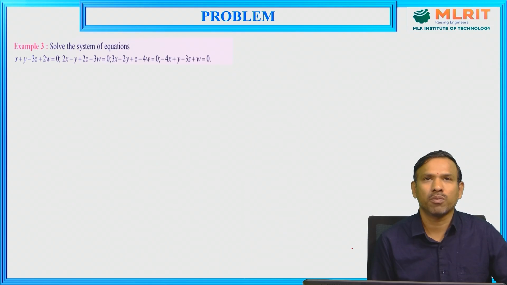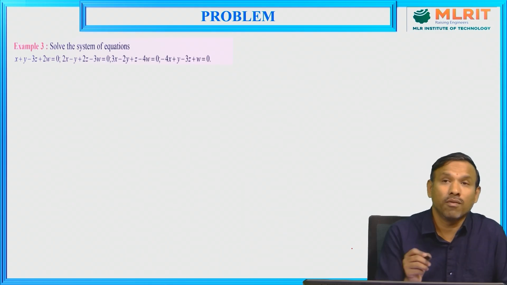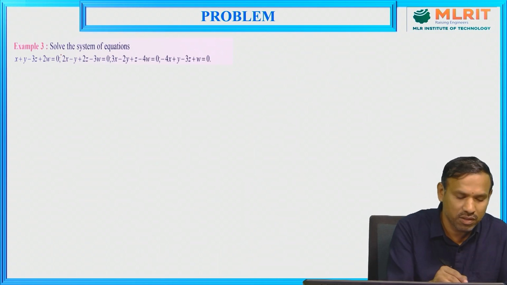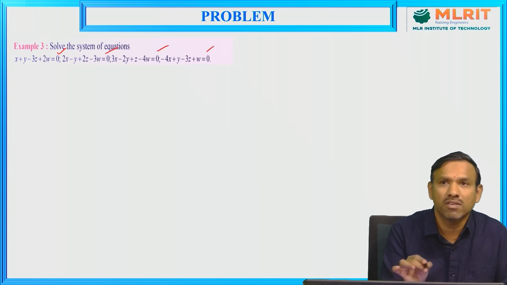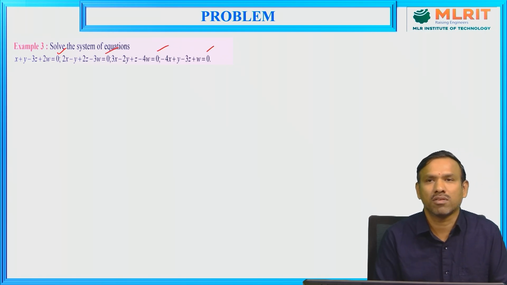This is a very, very important case, right? So we'll go for the next problem. See, again one more homogeneous system of equations. Look at the equations: first equation, second equation, third equation, all equal to 0 and no constants are involved. That is called a homogeneous system of equations.